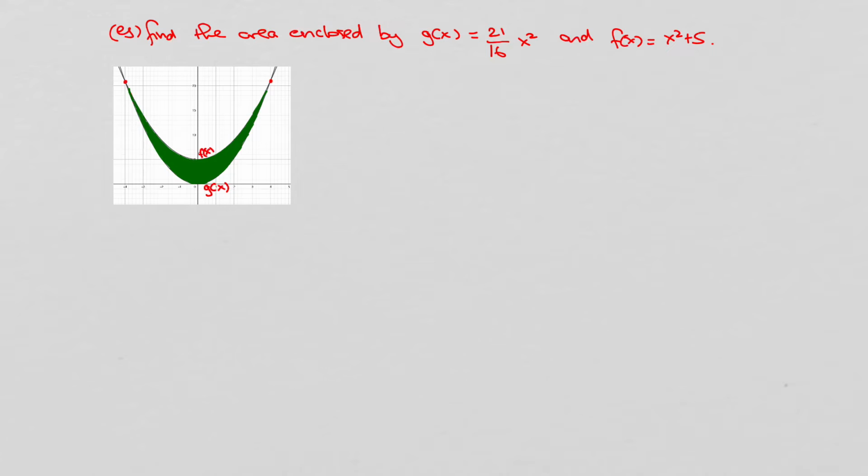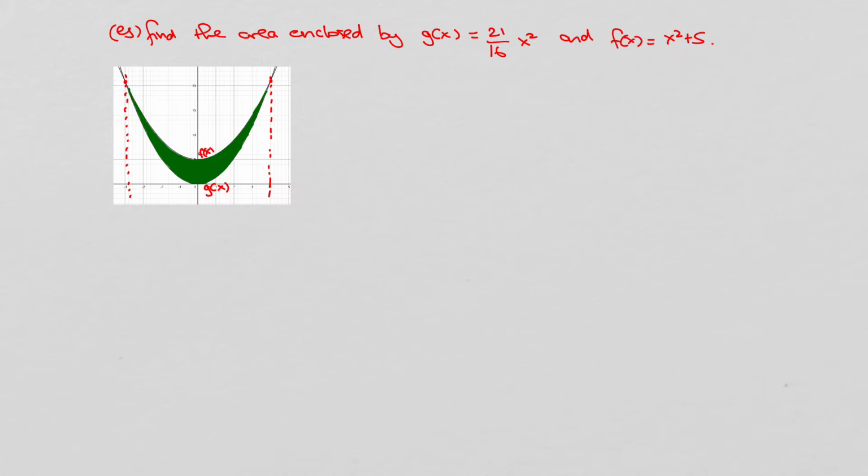So we are asked to find the area enclosed by g of x, which is equal to 21 over 16 x squared, and f of x, which is equal to x squared plus 5. So we're getting the area enclosed in the shaded area here, which is green. Now, we're not told what the limits are, so we have to work out what the limits are first of all. Obviously, we can kind of see what it's going to be from my graph because I've put in an axis on it. But in an exam situation, they generally won't have your x and y axis labelled here. It's just because I've used GeoGebra to draw this graph.